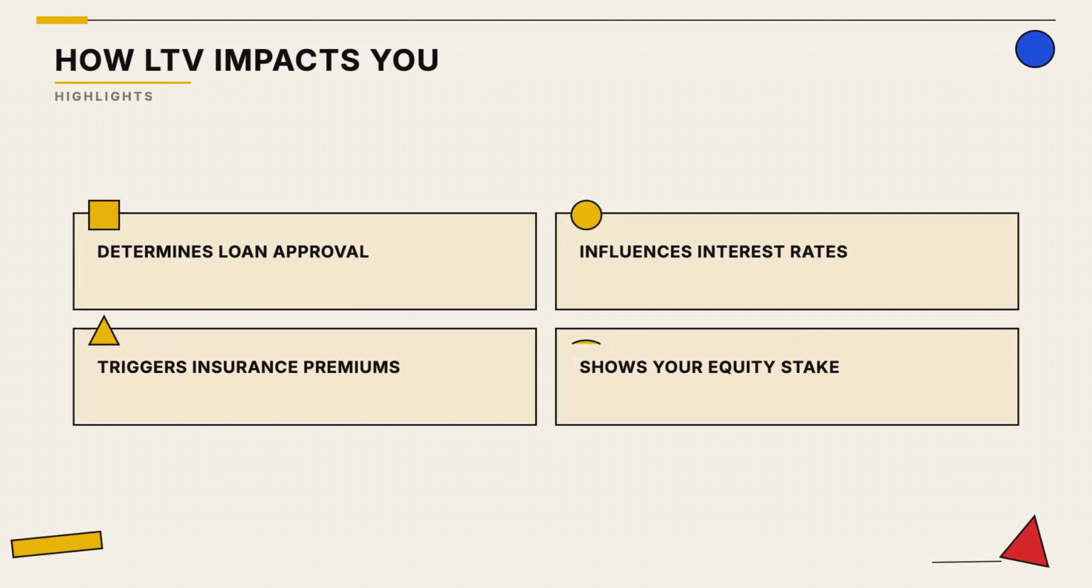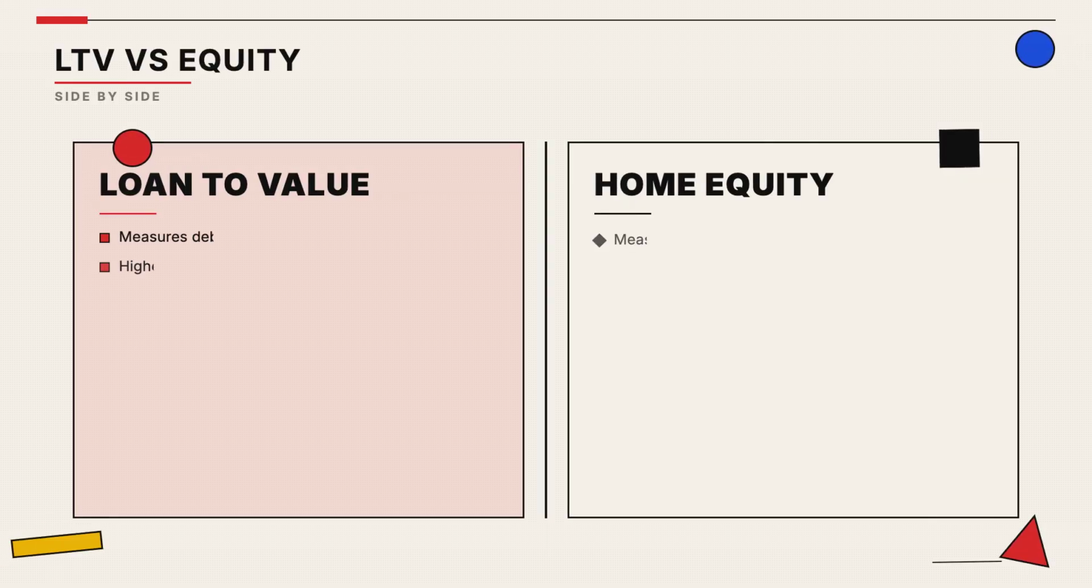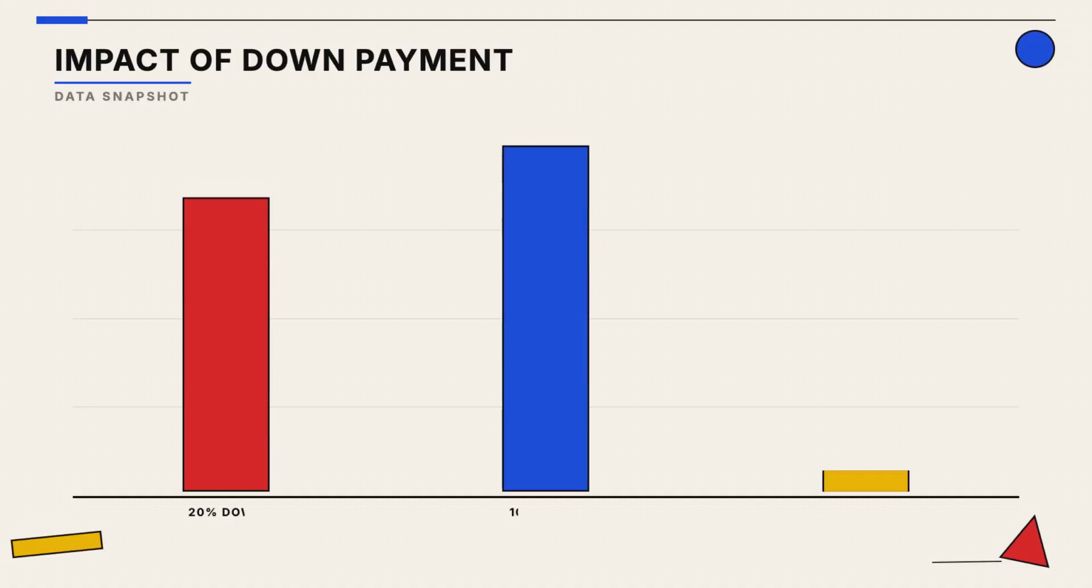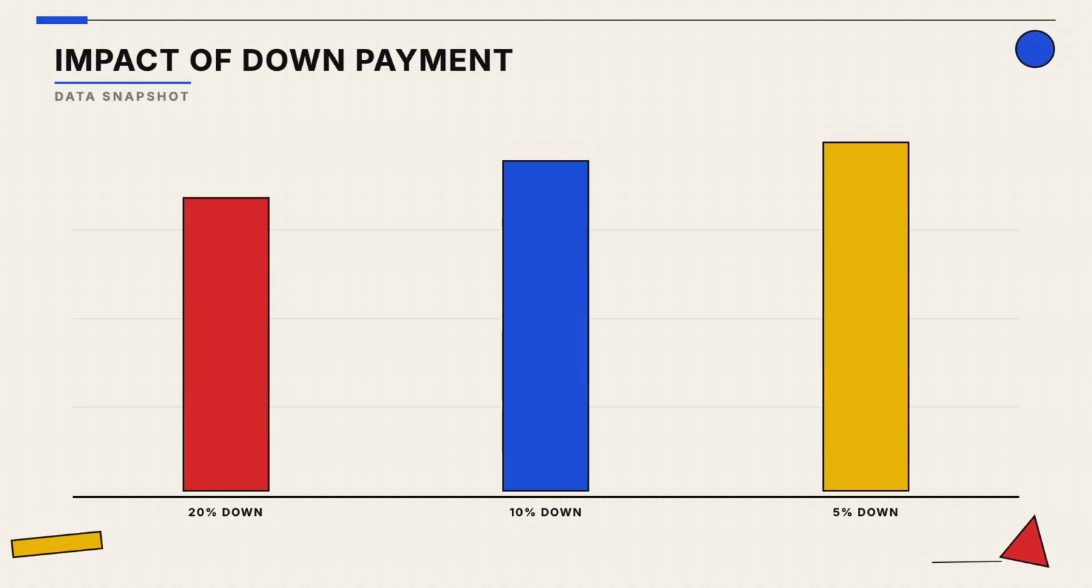LTV influences your loan approval, your interest rate, and how much equity you actually have in the home from day one. While LTV measures the debt side of the equation, equity represents the portion of the home you truly own outright. This chart shows how a larger down payment directly lowers your LTV ratio, which reduces the lender's perceived risk.